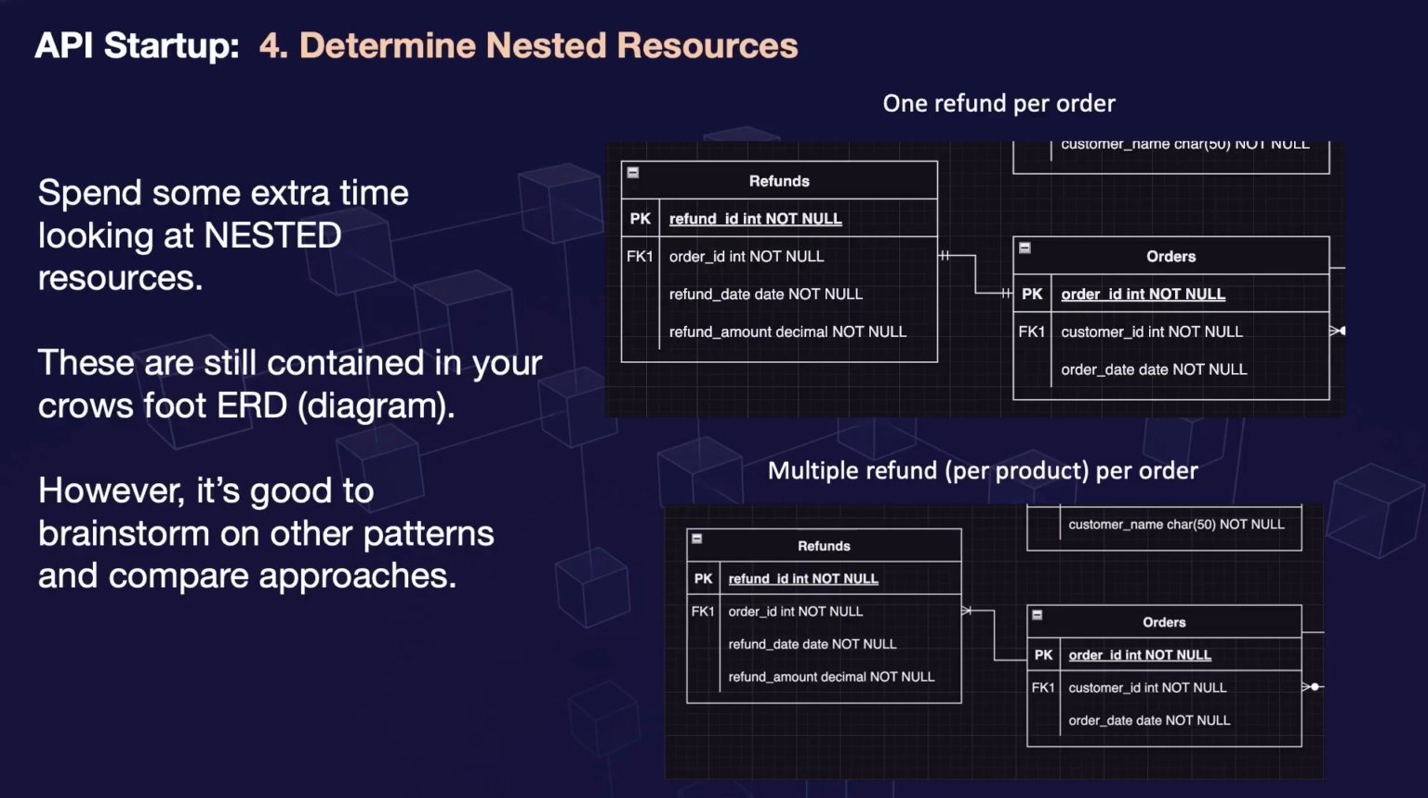Things can get a little bit more complicated with nested resources. So spend some time looking at nested resources to find out what pattern you really need. For example, if there's a refund on an order, can there be a partial refund just on part of the order? Are there order items within the orders and the refund is for the order item and not the order? Some of these things are dependent on your particular use case of what you're working on.